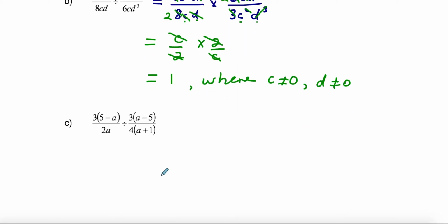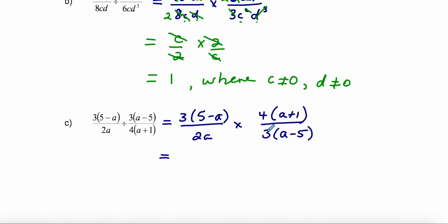Part C, I don't see any factoring that I can do, so I'm going to invert and multiply. What I notice here, I have an a minus 5 and a 5 minus a. The 5 is positive and the a is negative there. I don't really like that because they don't match and I can't cancel them out. So guess what I could do? I could divide out a -1.